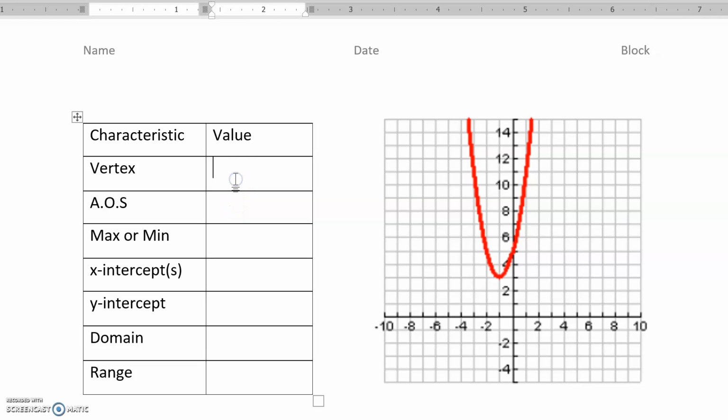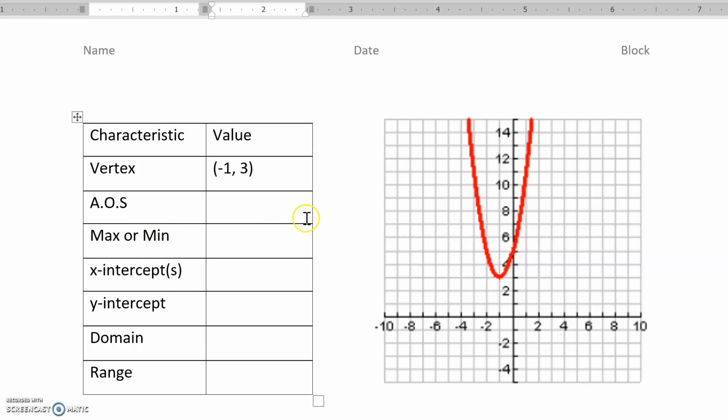All right, our vertex, remember the vertex is the turning point or the center of the graph. So our turning point is right here, and we have an x value of -1 and a y value of +3. So our ordered pair would be (-1, 3).